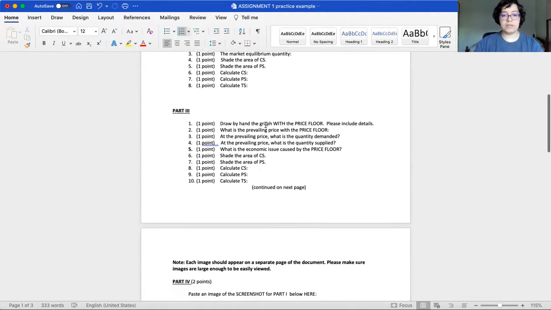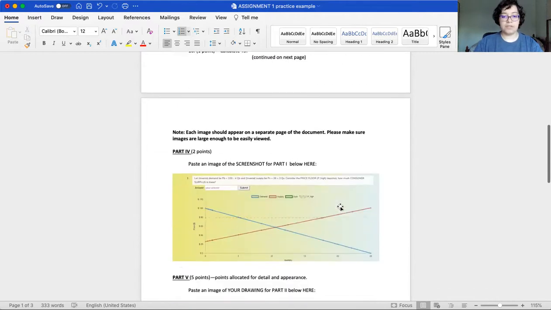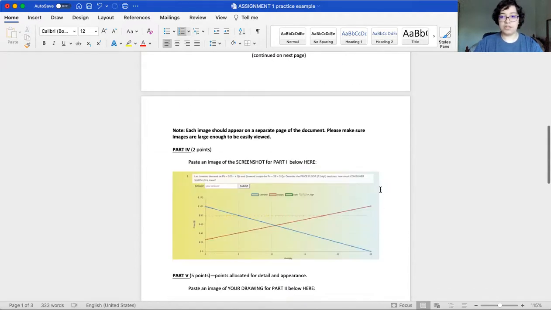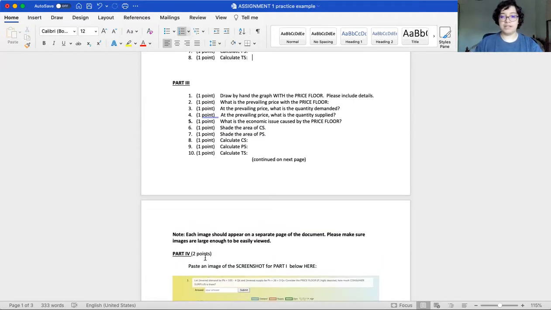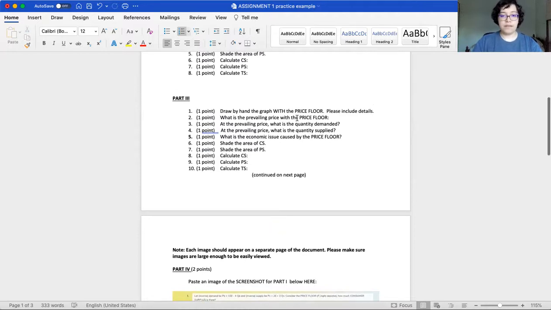So now we're going to go down to part 3. You're still going to be using the graph in your 1 screenshot. It's going to be 1 screenshot and 2 hand-drawn graphs. So using that same screenshot, you're going to draw your second graph now. And this is going to be with the price floor. So now we're going to be looking at the price floor.